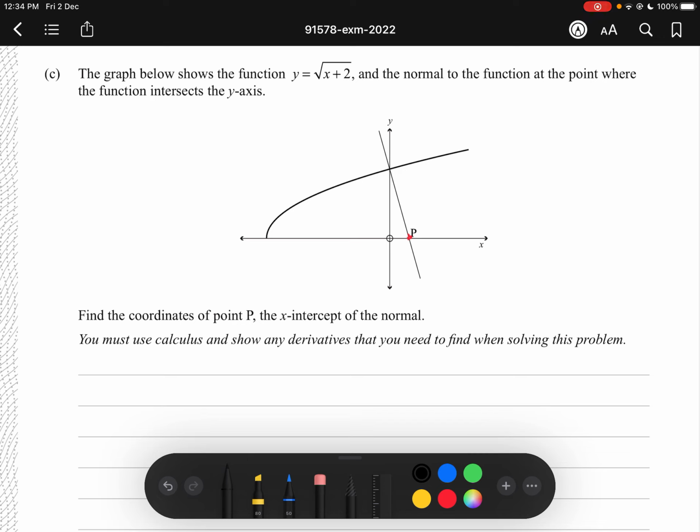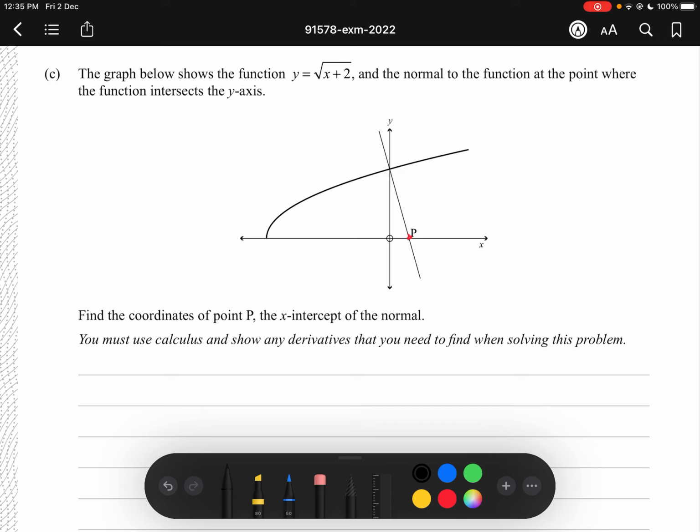Alright, so to approach this question, we want to differentiate and find the gradient of the tangent at the point of x equals 0. And we know that the gradient of the normal multiplied by the gradient of the tangent is equal to negative 1. That's because the gradients of perpendicular lines, when you multiply them together, give a product of negative 1. So we can use that information to find the gradient of the normal.